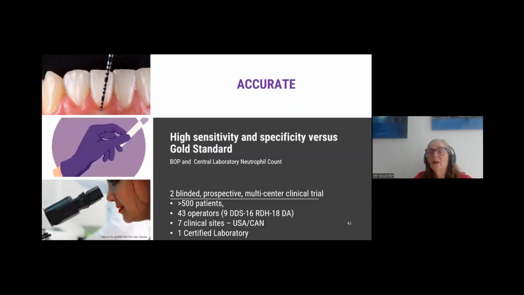It's accurate. It was tested with over 500 patients, 43 operators, 7 clinical sites, and 1 certified laboratory who correlated with bleeding on probing, as well as with neutrophil testing in the lab. And this was sensitive and specific to what we call the gold standard. But, thinking about it, is bleeding on probing really the gold standard? Maybe this will become the gold standard in the future.